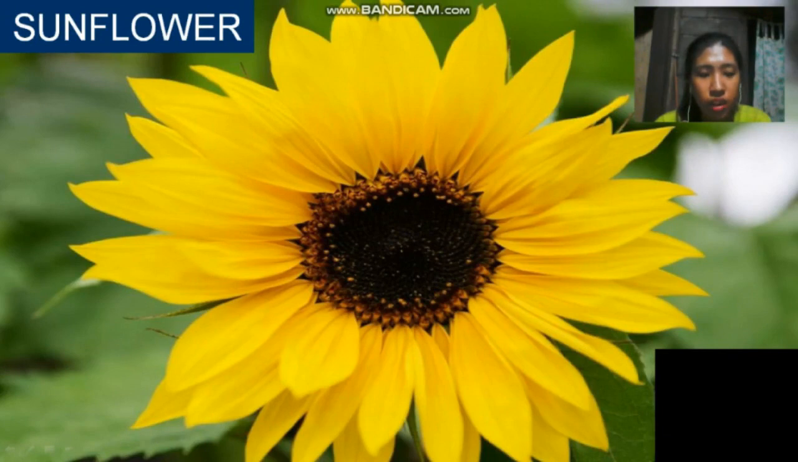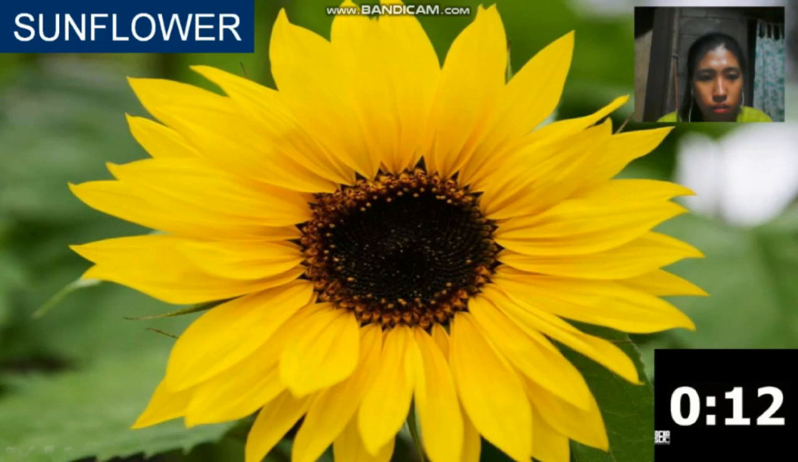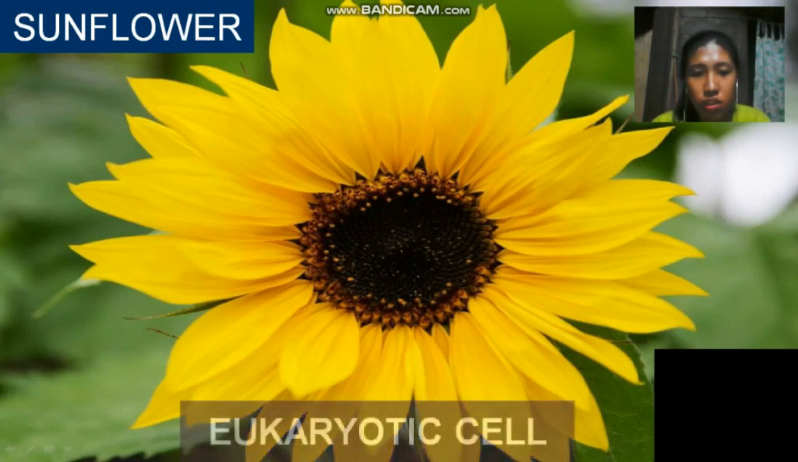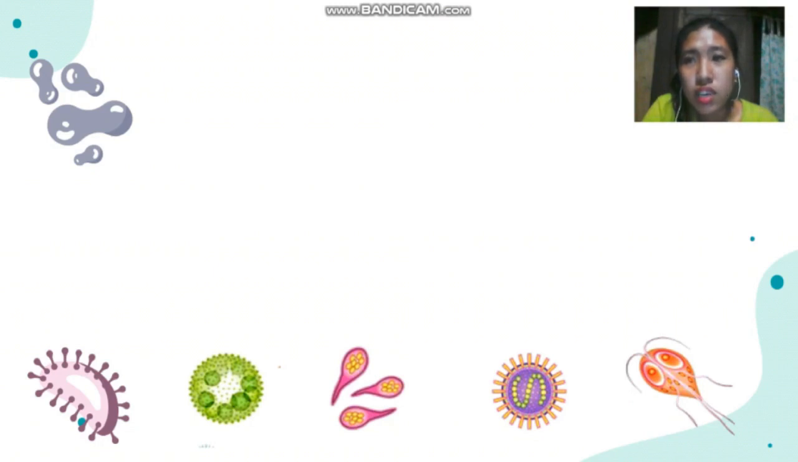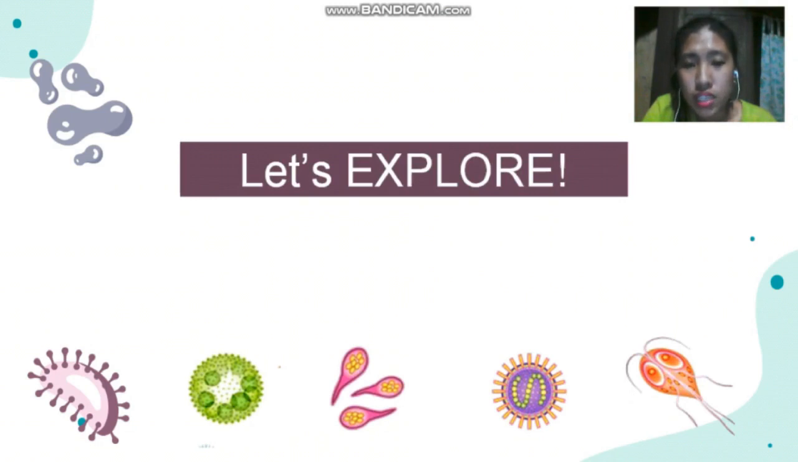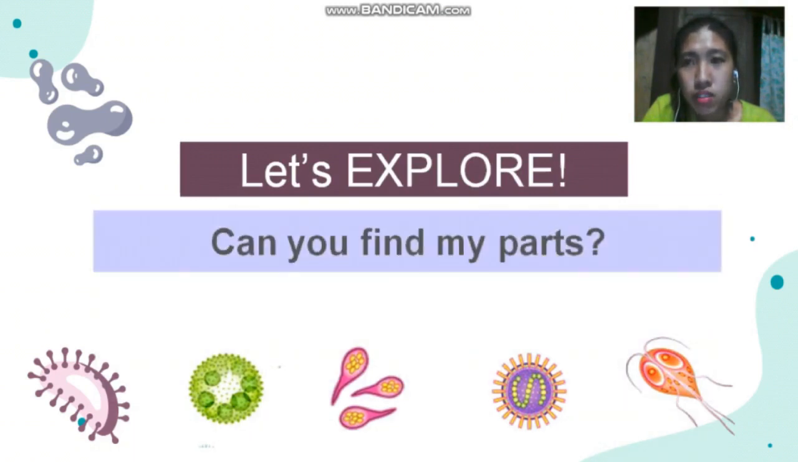And the last one, we have sunflower. The timer starts now. Take note, class, you have only 7 seconds to answer. Time's up. The final answer is eukaryotic cell. How do you find the activity? Is it fun? Now, let us further explore by doing this activity. Can you find my parts?